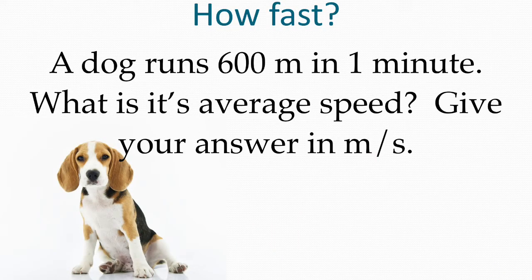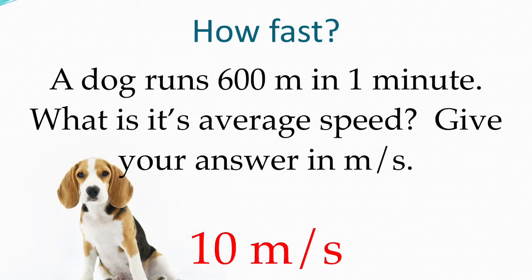Here we have a dog travelling 600 metres in 1 minute. You need to find its average speed, but watch out, you need to give the answer in metres per second, but you've been given the time in minutes. So your first step is to change it into base units, so change the minutes into seconds. So it would be 600 metres divided by 60 seconds, giving an answer of 10 metres per second.